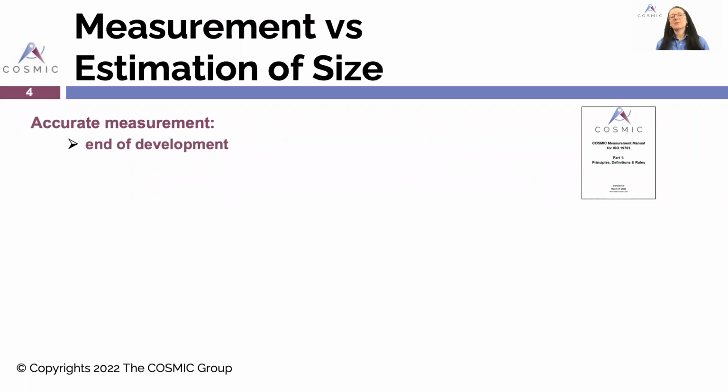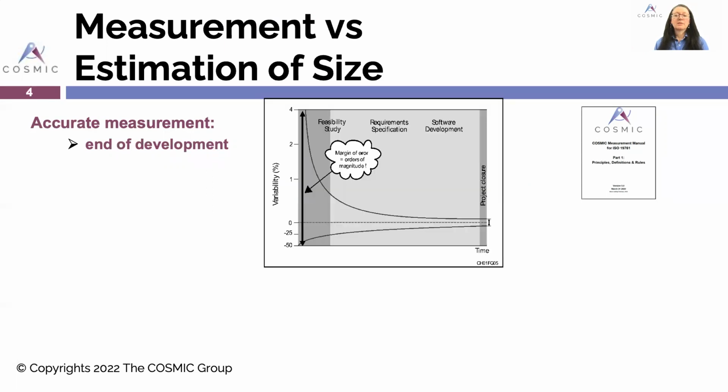Now, if we're looking at measurement versus estimation of size, accurate measurement is obtained at the end of development, where the COSMIC method could be applied. The expected accuracy of an estimation model will vary considerably across the project lifecycle. This is illustrated by this figure, which shows what we call the cone of uncertainty, first published by Barry Boehm, where the error margin can be up to 4 orders of magnitude of what the actual effort or cost will be.